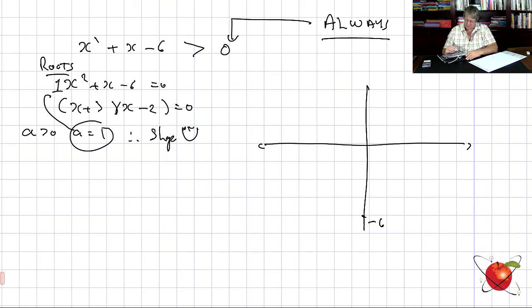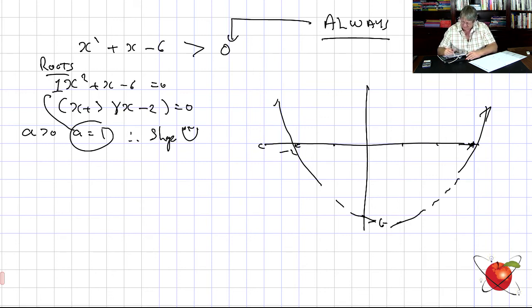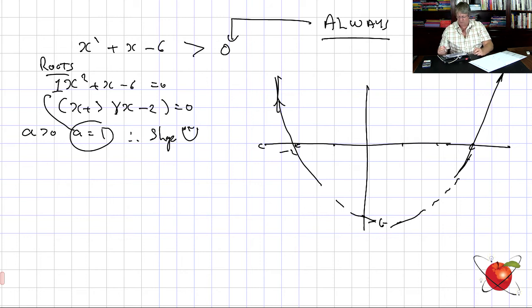So I know it's that way. It does that, and it cuts at minus 3 and 2. So there are the roots of my quadratic, and it's a happy face, which means it does that. And pretty much we don't care what it does down there. I'm just drawing it in for completeness' sake, because I personally think it's great practice to draw the graphs, because it gets you into rapid drawing of graphs. So there we go. That's what our graph looks like.